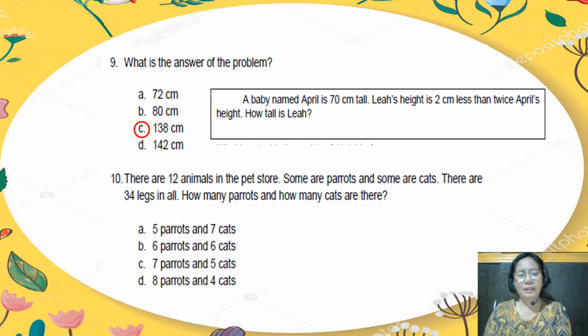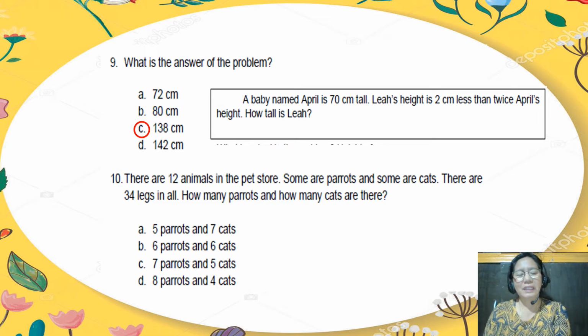Remember that parrots have 2 legs while cats have 4 legs. So if we are going to check letter A, 5 times 2, that is 10, 7 times 4, 28. 28 plus 10, so it is 38. So letter A is not the answer.